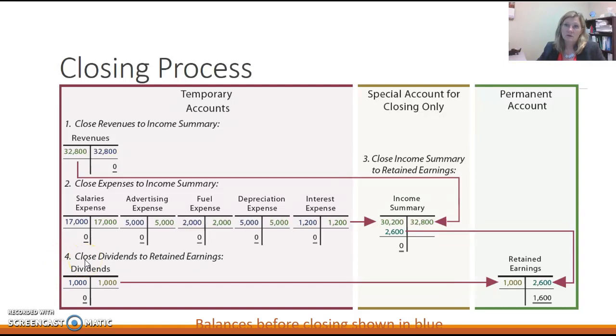Those are either owner's withdrawals or dividends. In this case, we see dividends, so we're going to credit dividends, their normal debit balance, and debit the retained earnings or capital account. Note when we are finished with our temporary accounts, we actually do zero them out. We show the zero ending balance, double underscore, showing we're ready for a new year.